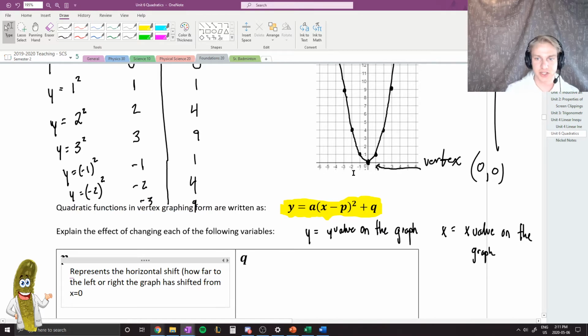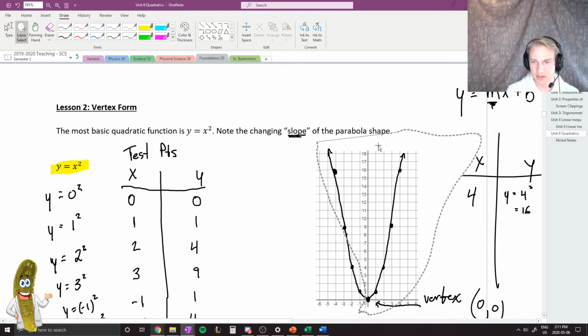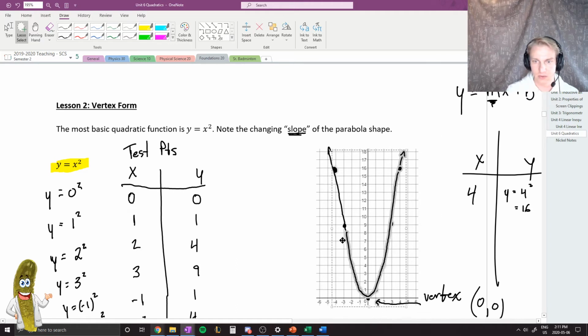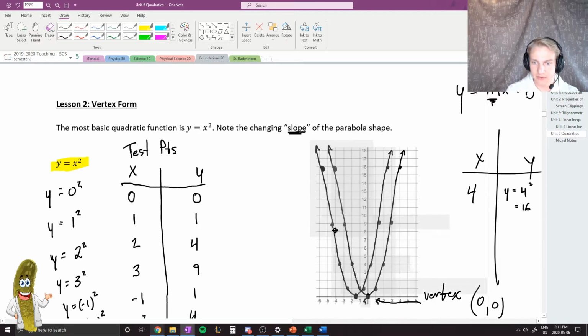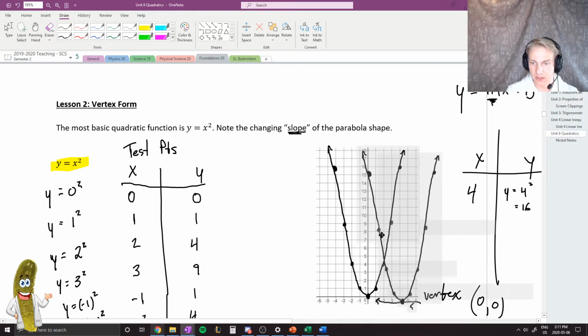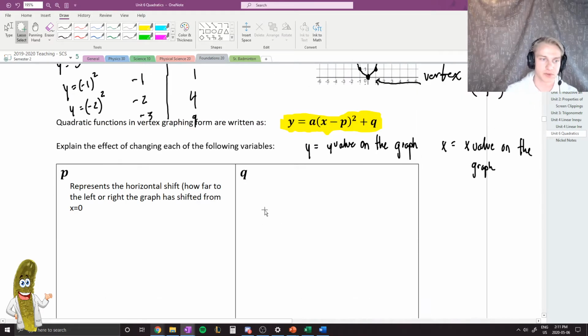It's going to shift this entire graph here. Let's try that again. Lasso select. It's either going to move the graph a little bit to the left, or it's going to move it a little bit to the right. And that p-value, whatever it is, will determine what direction it's going to shift.